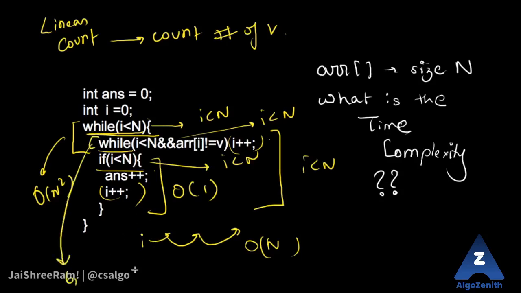The idea is that let's say this loop runs b1 number of times, then in the next iteration it runs b2 number of times, then b3 number of times. We know that b1 plus b2 plus b3 is bound to be less than or equal to n, because the total number of times i plus plus can happen is only n, right?